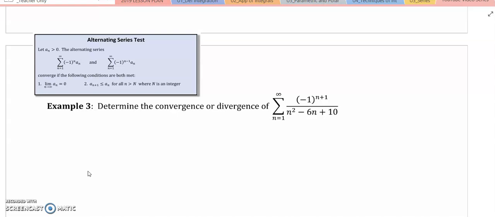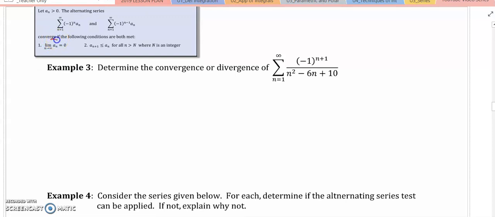So we're going to get started with example number 3 you can see here on the screen. I've also, for the sake of convenience, posted what the alternating series test is above the problem here. So we want to determine the convergence for this particular series. It's, again, a two-step process. Step 1 is that we need to test and verify that the limit as n approaches infinity of the a sub n term, that is the entire series term without the alternating portion of it, must approach 0.